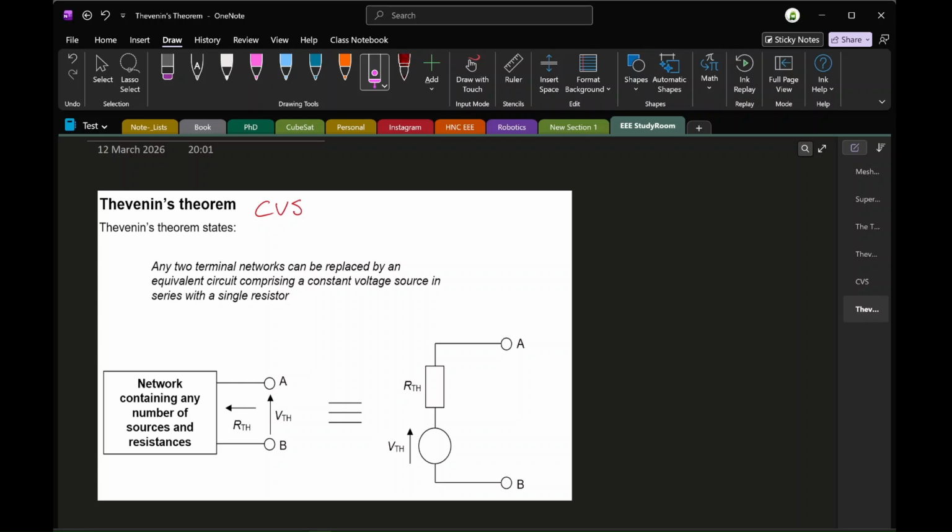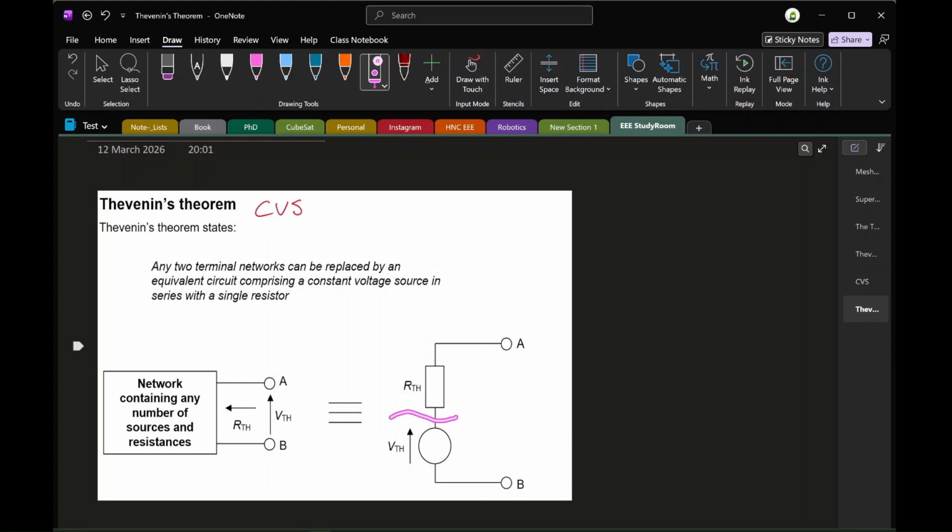I'm going to talk about Thevenin's theorem this evening, and we're going to discuss the fact that Thevenin's theorem states that any two terminal networks can be replaced by an equivalent circuit comprising a constant voltage source in series with a single resistor.